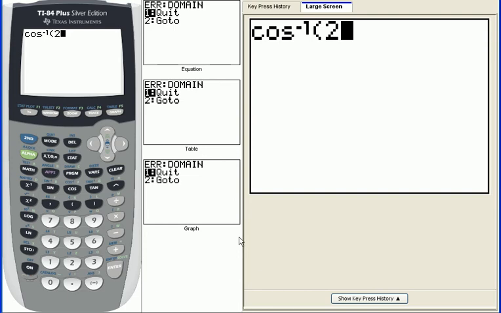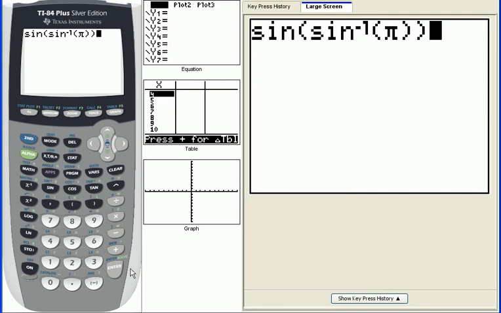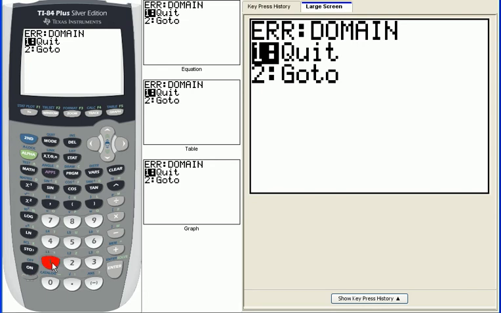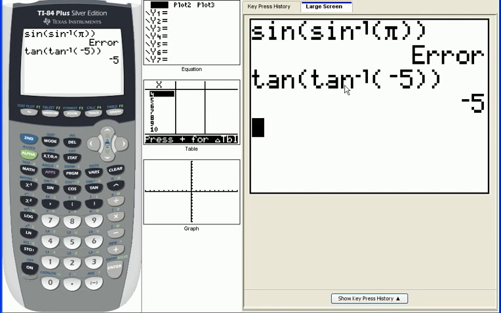If we even try plugging this into the calculator, say we clear this out and want to find the sine of the arc sine of pi, you get, oh hey, not possible. Well, that's a bummer. What if we try to find the tangent of the arc tangent of -5? You see how these work, because for your arc tangent, this value can be any real number. For the arc sine, it has to be between -pi over 2 and pi over 2.